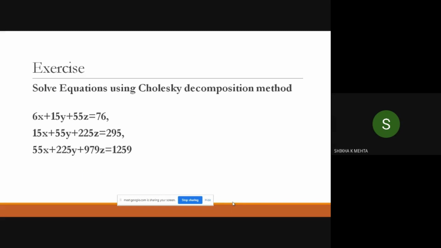So now all of you take out your notebooks. These are the equations that are given to you. Now you apply the Cholesky decomposition in order to find the solutions, that means to find the values of these variables.